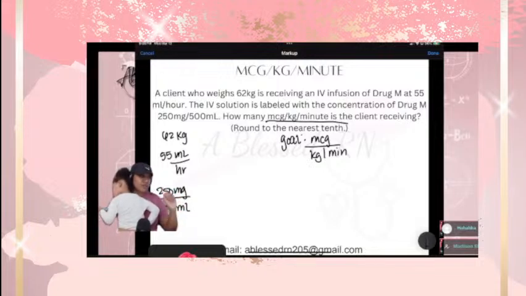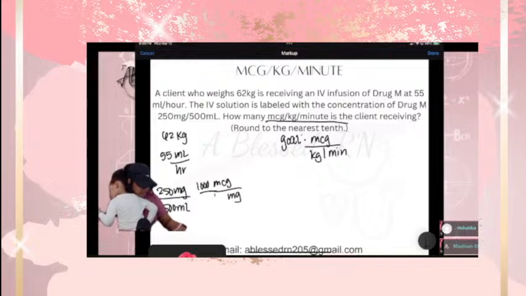We always start with what it is that we're looking for. So we have micrograms at the top, and we have milligrams at the bottom, right? So we know that 1,000 mics is 1 milligram, okay? So now we can put our milligrams at the top. So we'll use this one, 250 milligrams per 500 ml. Milligrams crosses out, all right?